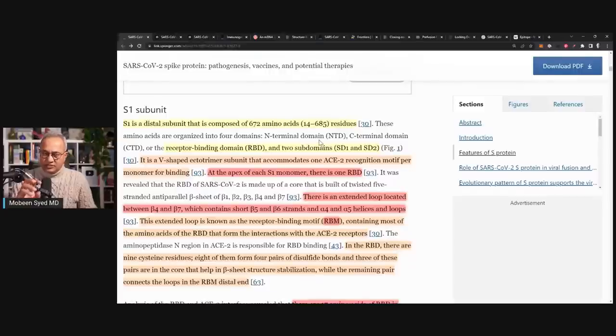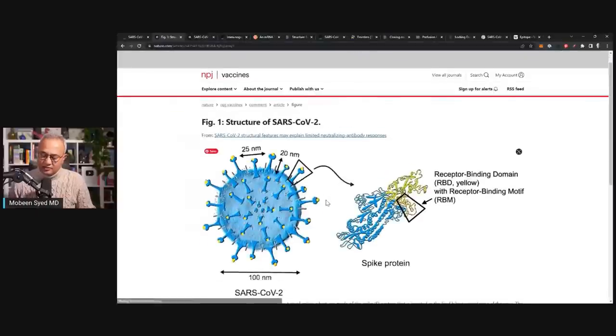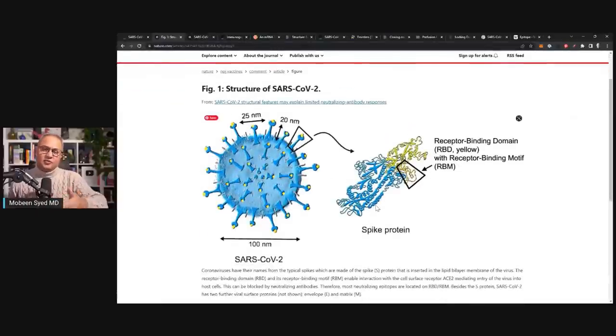So I hope this is clear now. Spike has three S1s on it. Every S1 has an RBD. That RBD has a receptor binding motif. So I'm going to go to the next article. These articles I've used to show various parts of the spike. Here, once again, this is a spike. Here, this yellow part is the receptor binding domain. And then within the yellow, this tinier part is a receptor binding motif.